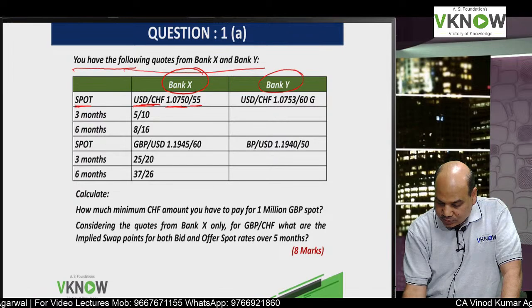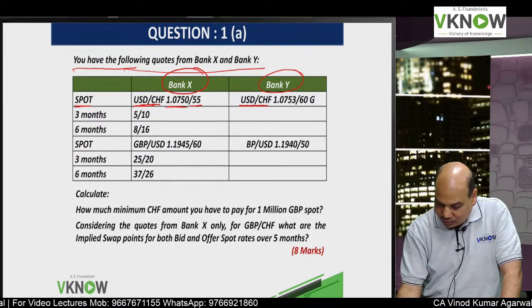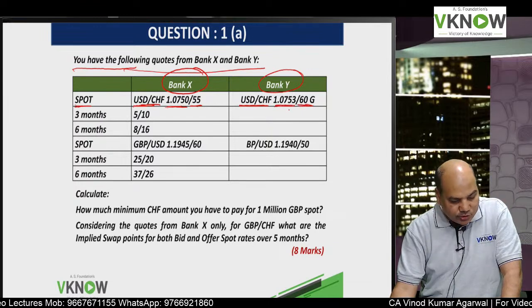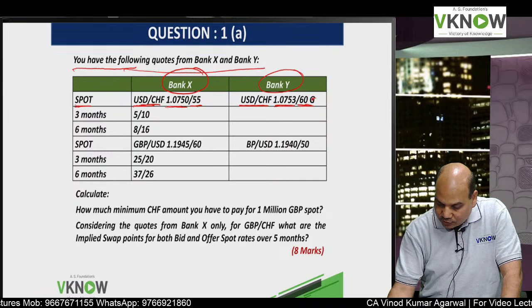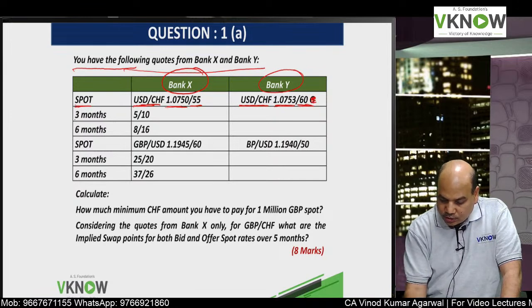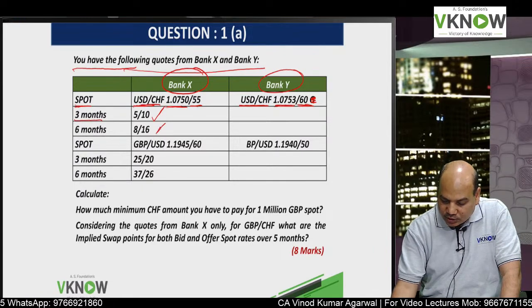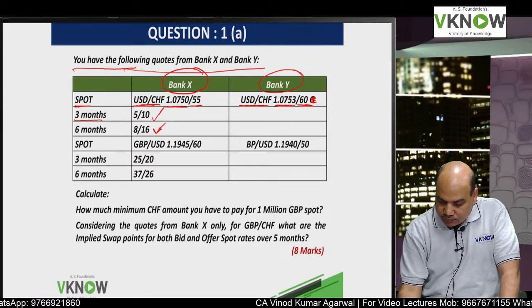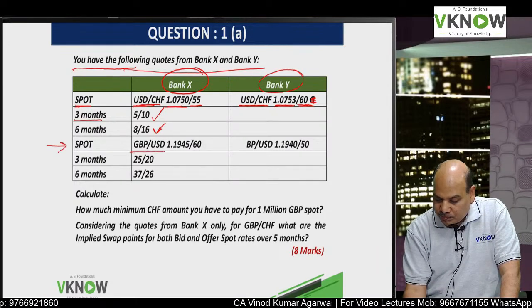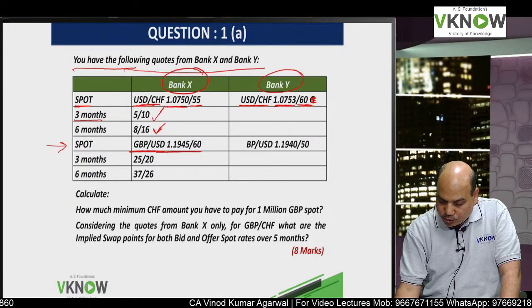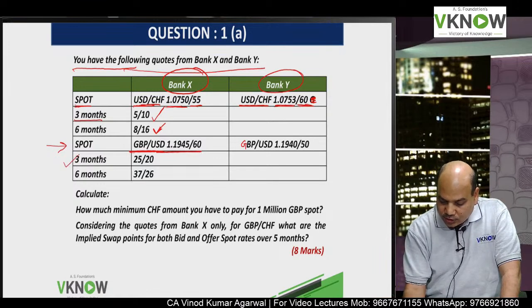Buying rate, selling rate, Bank Y, USD per CHF, 1.0753 and 60. Then 3-month forward swap points are given 5 and 10. 6-month forward swap points are given 8 and 16. Then GBP per USD is given for both the banks. Then these are the 3 months forward swap points.